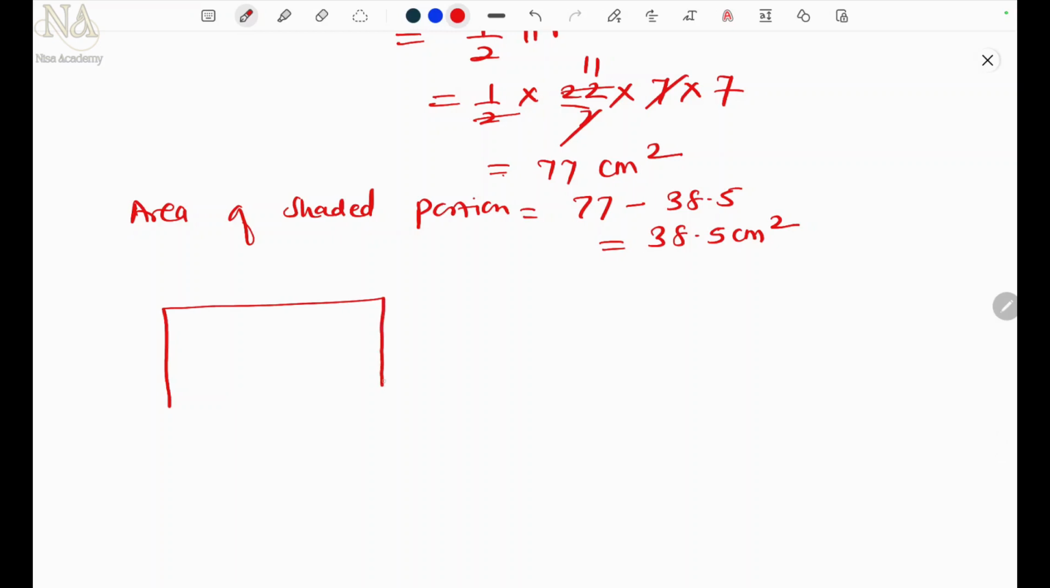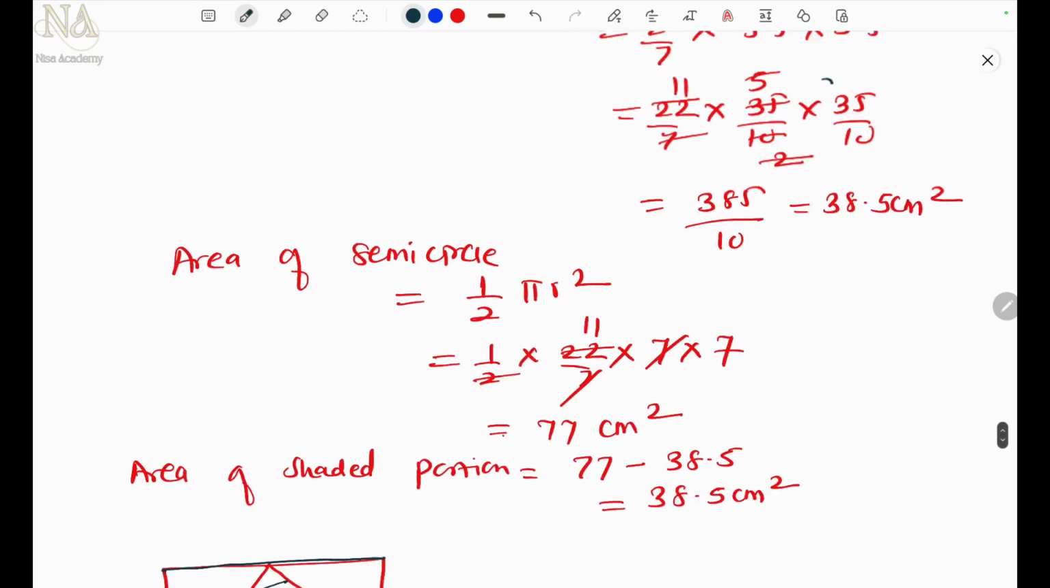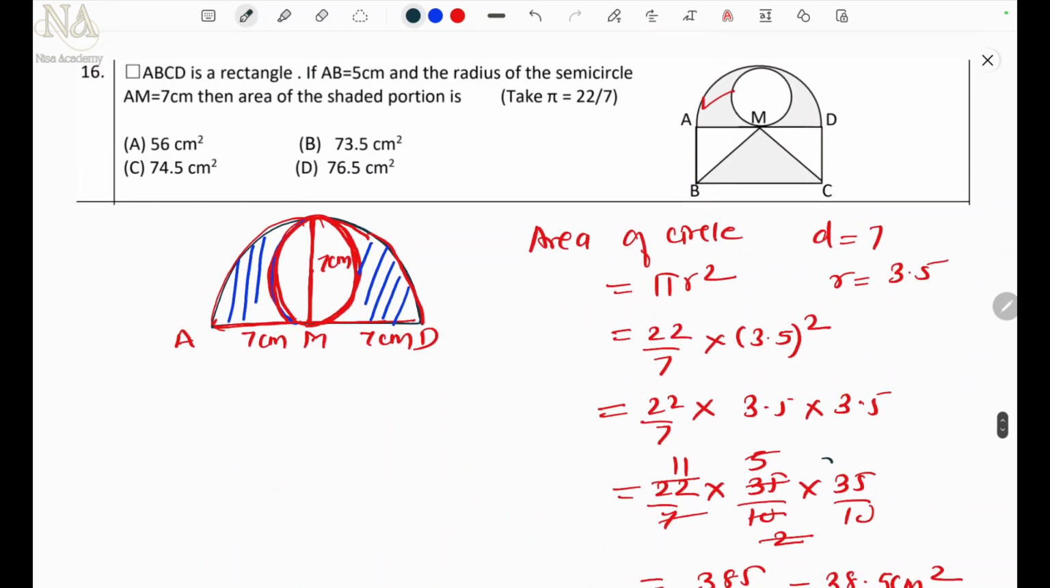So this is the rectangle, and this part we are supposed to find. So we have to find the shaded part, that is the area of the triangle, right? Now this is given to us that this is a rectangle, and see here carefully.